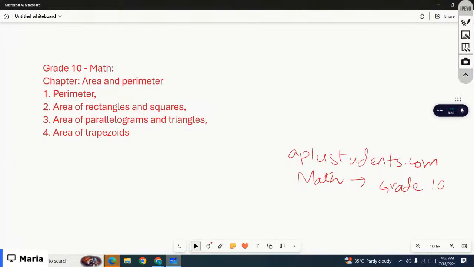The lessons we're going to cover from the chapter are perimeter, area of rectangles and squares, area of parallelograms and triangles, and then area of trapezoids. So please make sure you have your notebook and pencil so that you can note down the important examples and definitions as well.